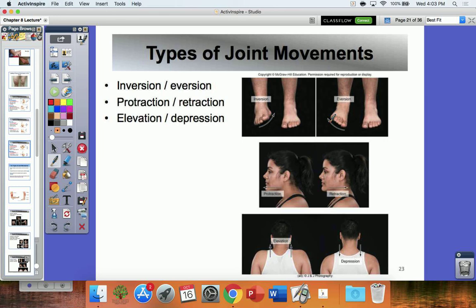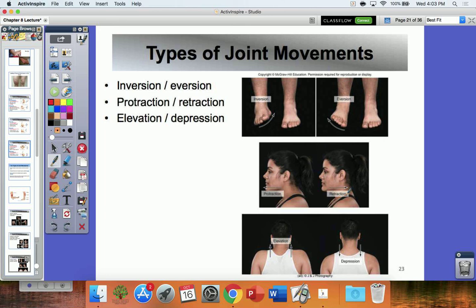Protraction and retraction, you can show this easily with the chin. Pro means before or head, so we're pushing our chin forward. Retraction means to bring it back. If you want to retract a statement, you bring it back. All right, you try to take that statement back. And so to retract your chin, you're bringing it back.